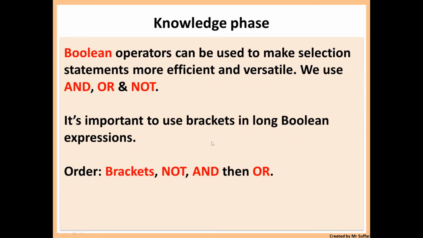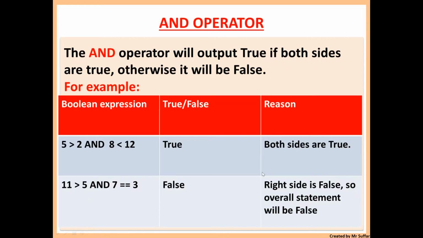Now, these are called Boolean operators. With Boolean operators, we have 3 of them. We've got and, or, and not. So the order for these is normally brackets, not, and then or. So here is an example.